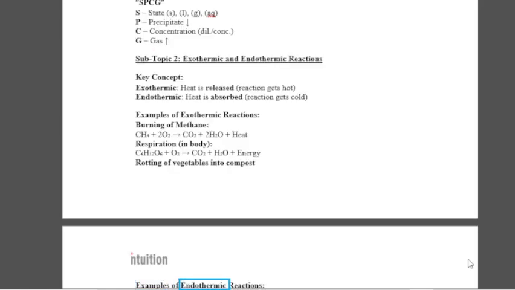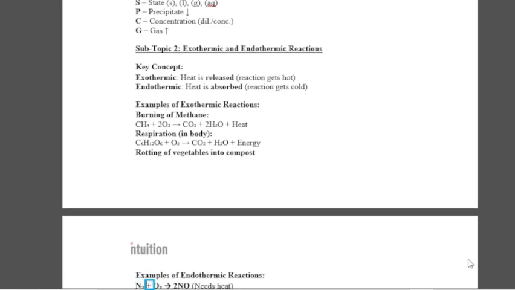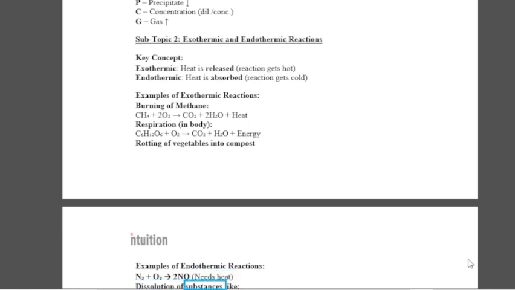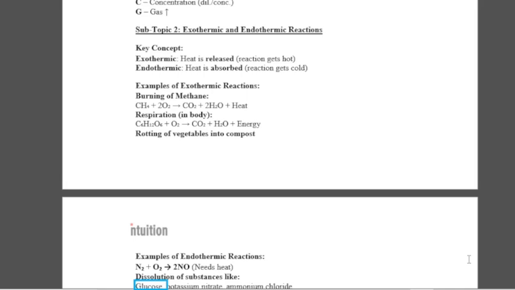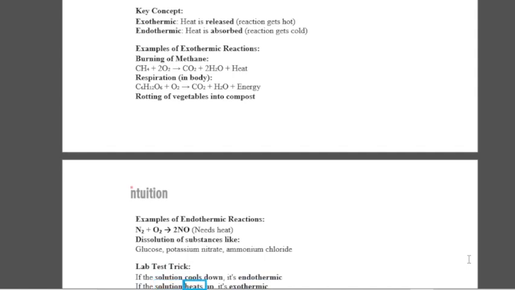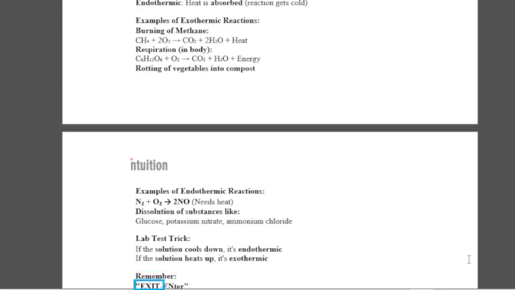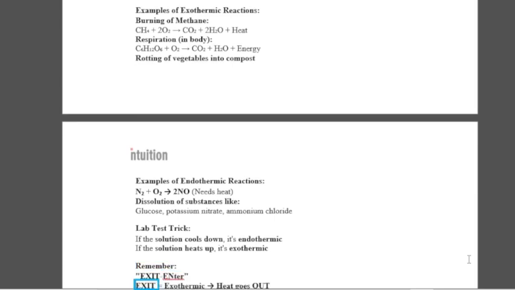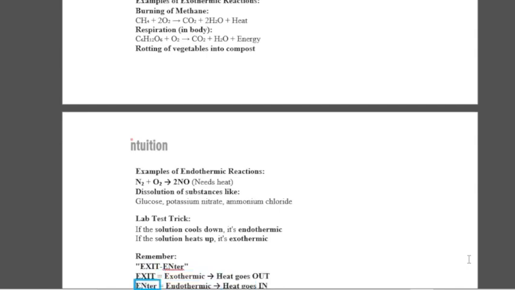Examples of endothermic reactions: N2 plus O2 gives NO, which needs heat, and the dissolution of substances like glucose, potassium nitrate and ammonium chloride. Lab test trick: if the solution cools down, it is endothermic. If the solution heats up, it is exothermic. Remember EXIT and ENTER. EXIT is exothermic, heat goes out. ENTER is endothermic, heat goes in.